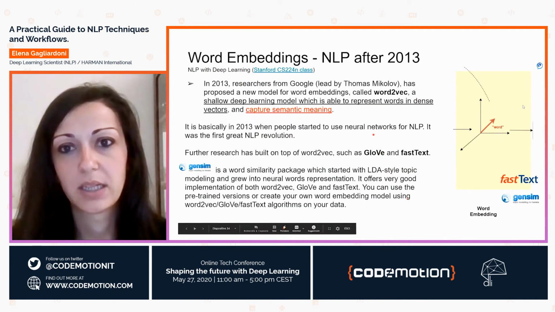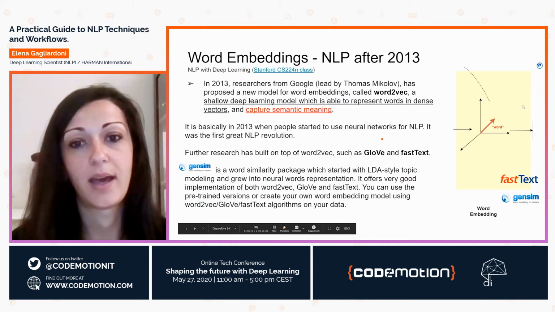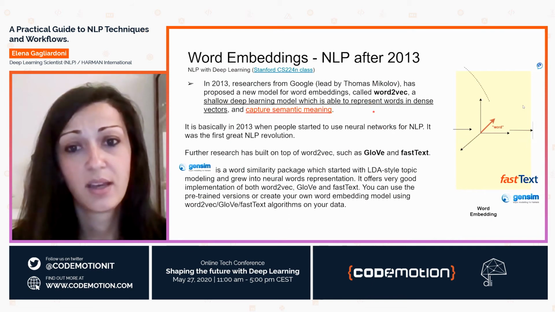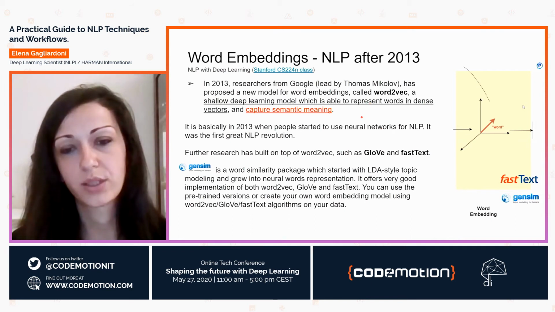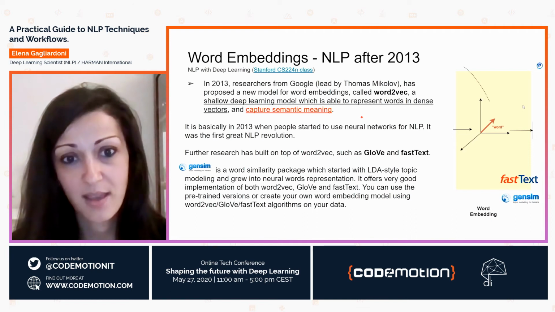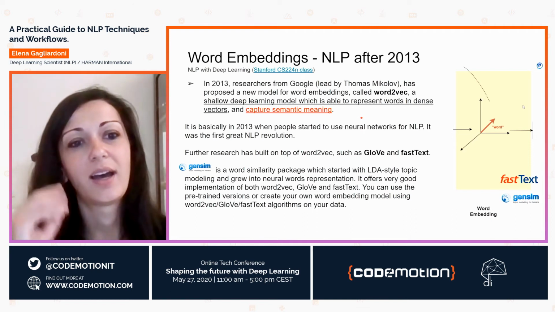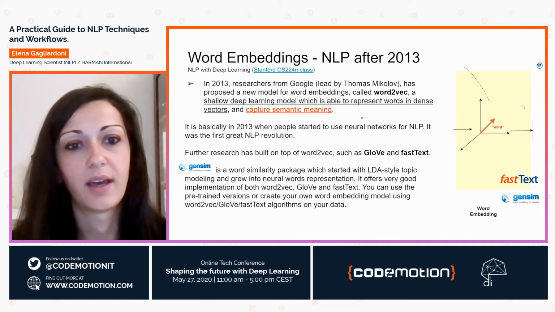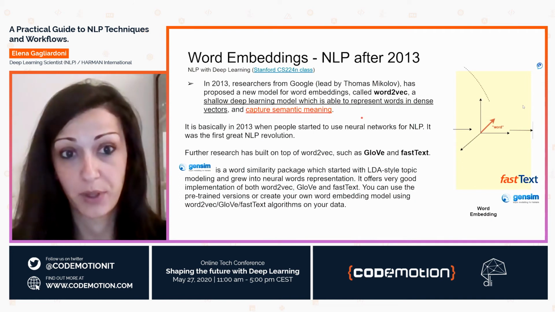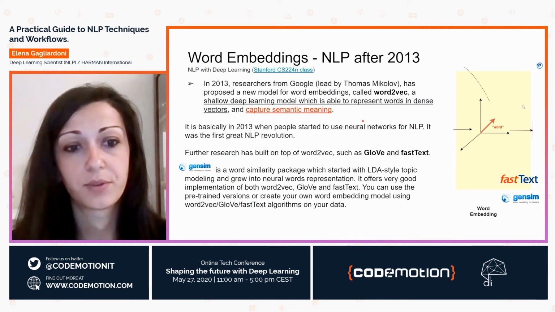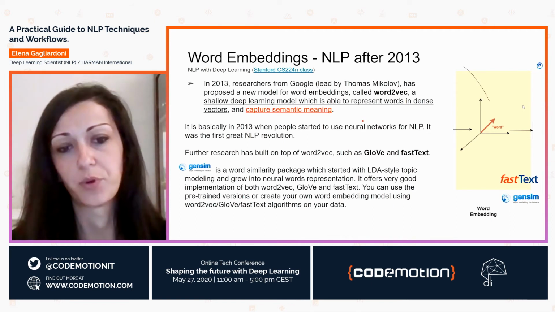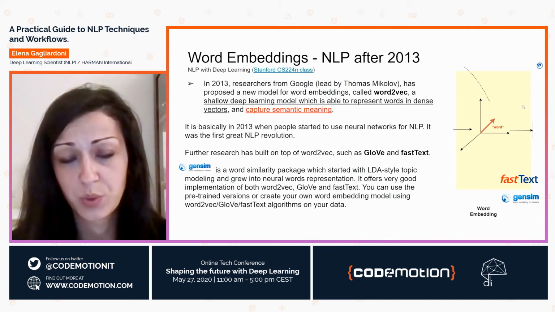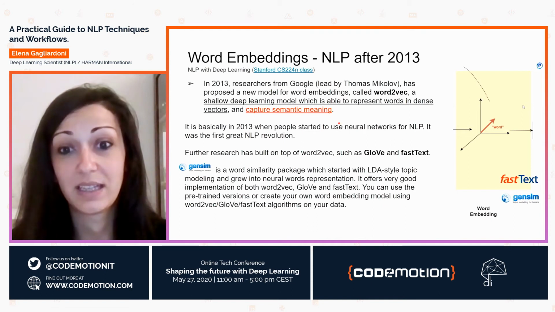What happened in 2013? In 2013, Tomas Mikolov from Google presented Word2Vec. Word2Vec realized all that we have just said in the previous slide. Word2Vec is a new model for word embedding, and it is a shallow deep learning model. Further research has built on top of Word2Vec, for example GloVe and fastText. The major Python library used to create word embeddings is Gensim.